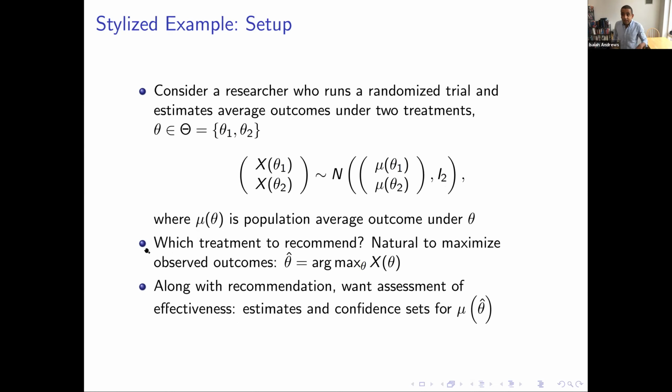In this setting, given the results of such an experiment, we face a natural question of which treatment to recommend. One natural option is to choose the treatment that maximizes the observed outcomes. So to recommend treatment theta hat, which is the argmax of x theta. Now, along with such a recommendation, we might also want an assessment for the effectiveness of the recommended treatment. In particular, we might want estimates and confidence sets for mu theta hat, the true effectiveness of the estimated best treatment.